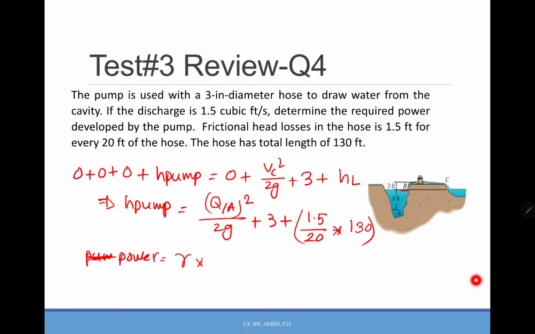Okay, so once you have the pump head, then you can say the power is gamma times pump head times Q. So you know gamma, you can find the pump head and Q. That will be question number 4.